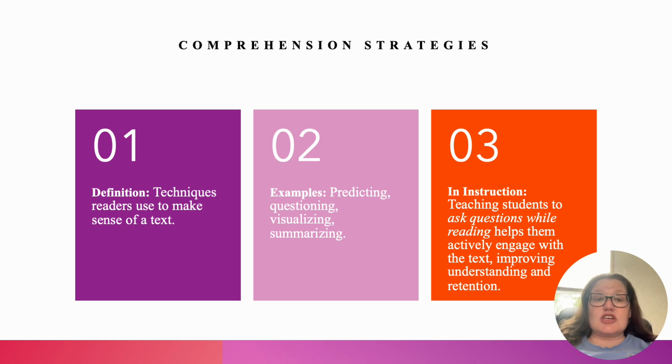Techniques readers use to make sense of a text when they're wanting to predict what's going to happen, answer questions, visualize what's actually happening in the story, and be able to summarize it, giving us a summary instead of us having to read it all, telling us what they thought.